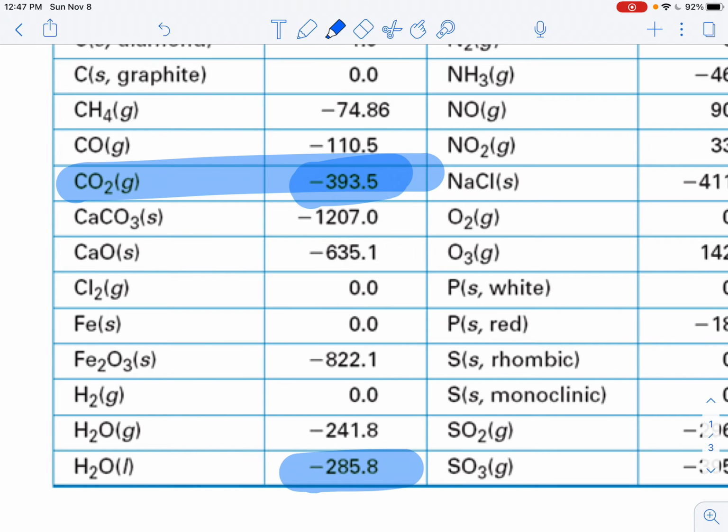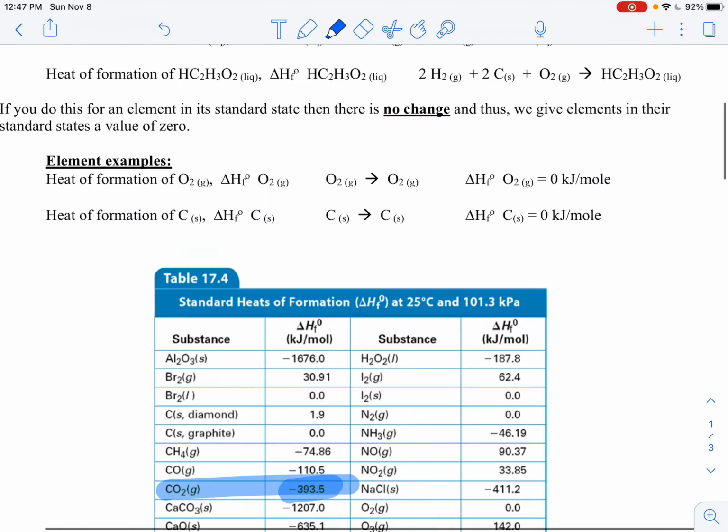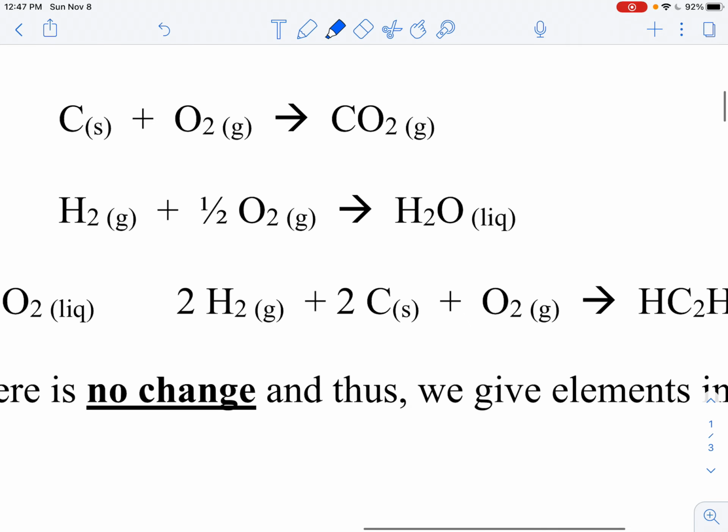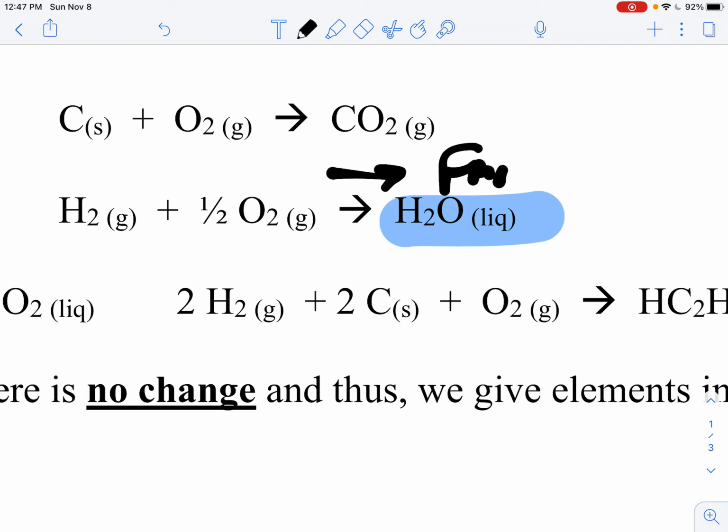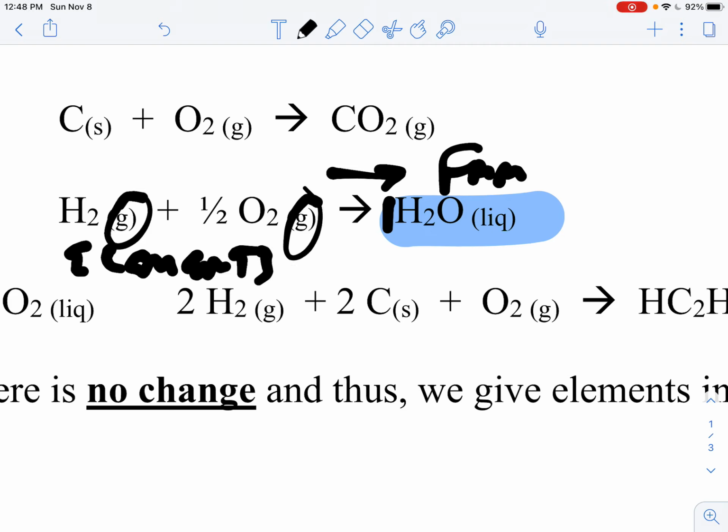So if you are doing the heat of formation of liquid water, here it is, negative 286, you can use that number there. And what that number means is that on the right-hand side you are forming 1 mole of a substance, and you are forming it from its elements over here, in their standard states.